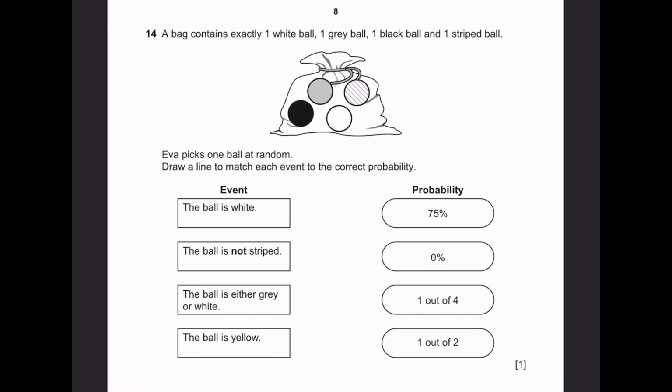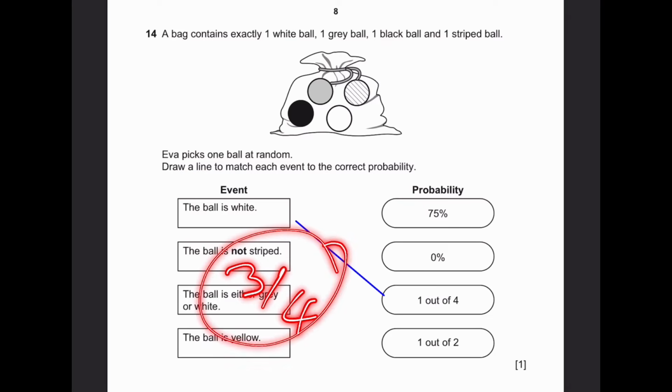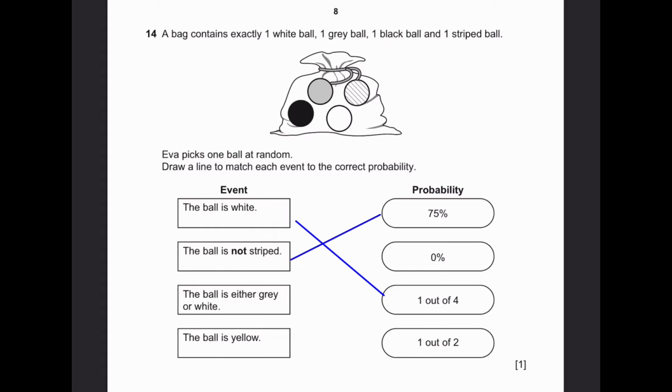The event, the ball is white. Well, the ball is white, that means there's one white ball out of 4 balls. So it'll be 1 out of 4. And that's the answer here. Now the ball is not striped. There's one striped ball and the other 3 are not striped. So that's 3 out of a total of 4 balls which are not striped, and that's a probability. 3 out of 4 can be written as 3 by 4 or 75%.